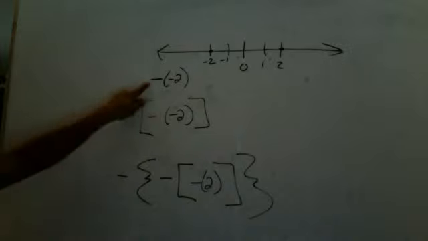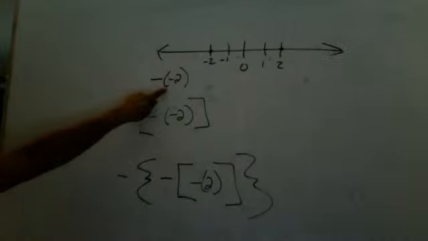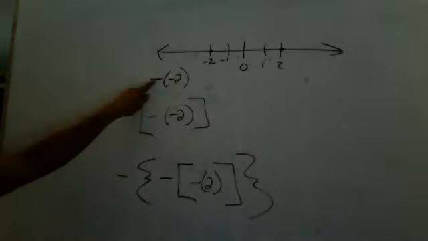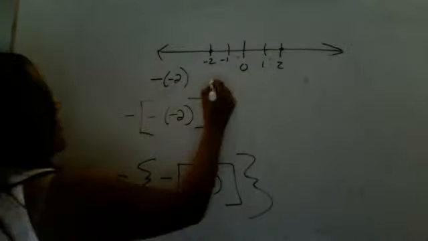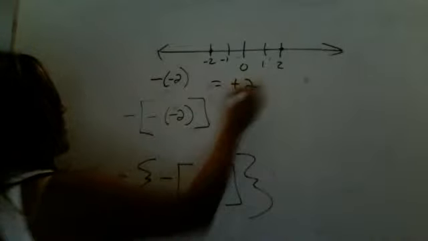Well, we could use a negative and say this is the opposite of the opposite of 2. So we start off with negative, and the opposite of 2 is negative 2, and the opposite of negative 2 is positive 2. Therefore, this is simply positive 2.